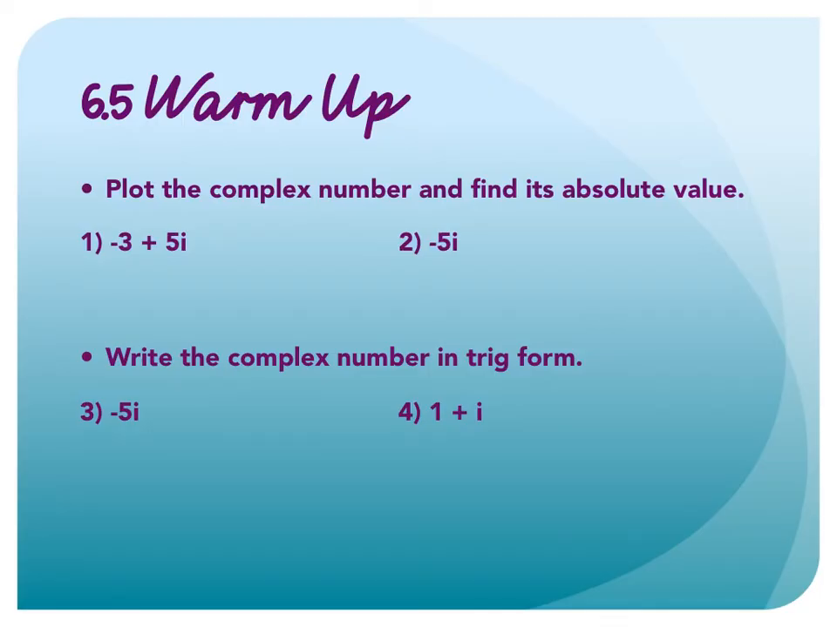Okay, so 6, 5 was our complex numbers, right? So 6, 5 talked about how do you graph a complex number, how do you find its absolute value, and then how do you convert from complex number to trig form. Those were basically the 3 concepts that were in that section.